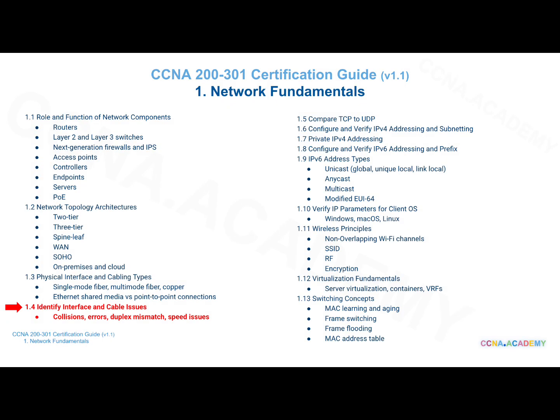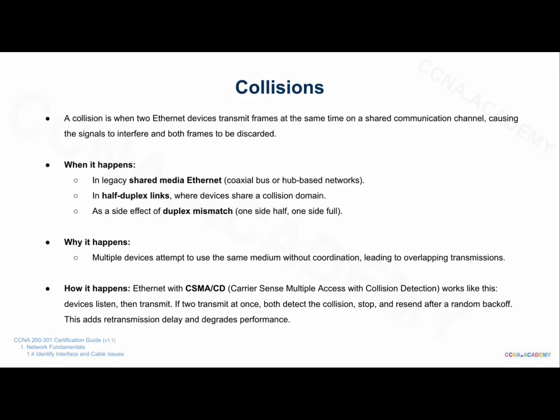Section 1.4. Identify interface and cable issues. Collisions occur when two Ethernet devices transmit at the same time on the same medium. This was common in legacy hub-based or half-duplex networks, but should never happen in modern full-duplex switched Ethernet.